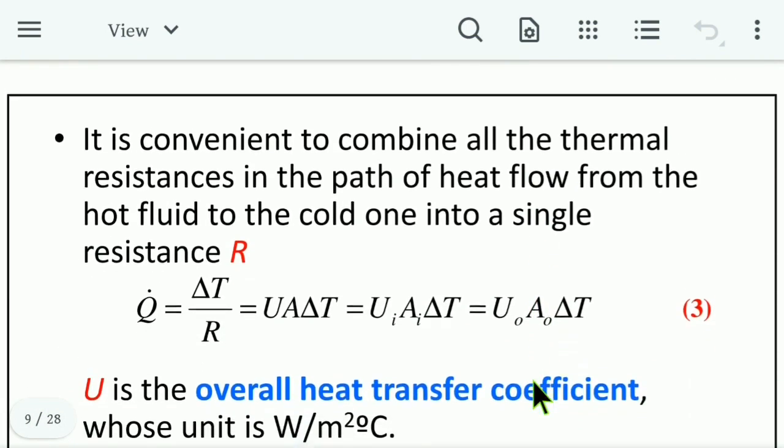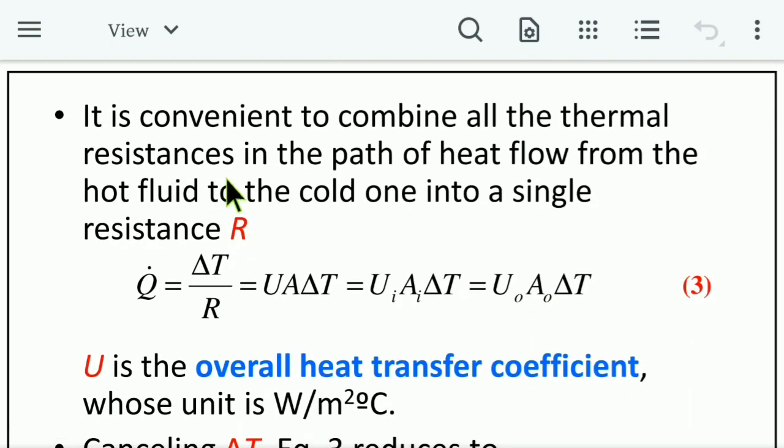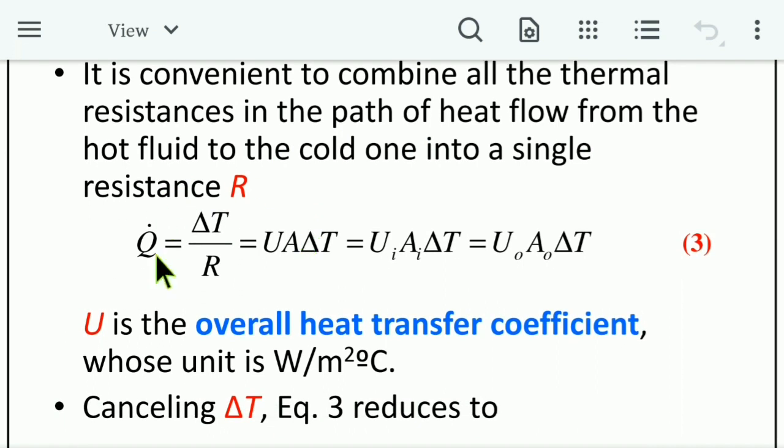It is convenient to combine all the thermal resistances in the path of heat flow from the hot fluid to the cold one into a single resistance R. We can write Q dot is equal to delta T divided by R, that means U A delta T, that means U_i A_i delta T, or we can write U_o A_o delta T. This is for inner and this is for outer. This one is equation 3. Here U is the overall heat transfer coefficient whose unit is watt per meter square degree Celsius, or you can write watt per meter square Kelvin.